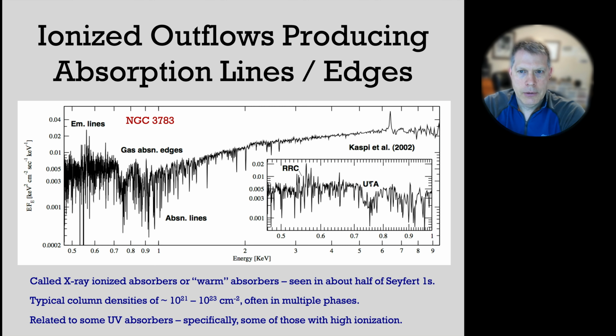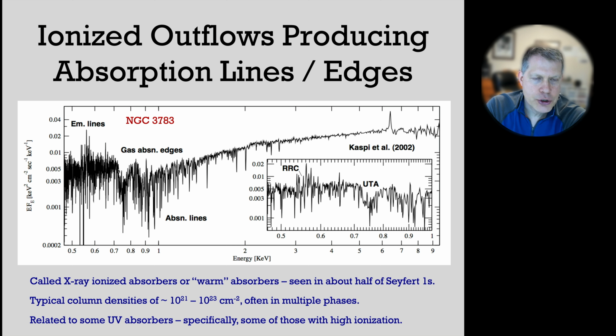So the point is that these ionized outflows can produce huge numbers of additional spectral features in these active galaxies. And these spectral features can be used to constrain the properties of these ionized outflows. Indeed, the reason why we know these are outflows is you can measure the Doppler shifts of these absorption lines. For example, in NGC 3783, the outflow is quite fast, reaching up to like 1 million miles an hour or so. So there are large numbers of absorption lines.